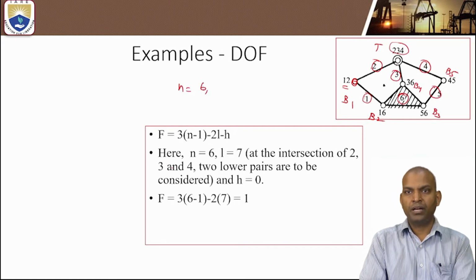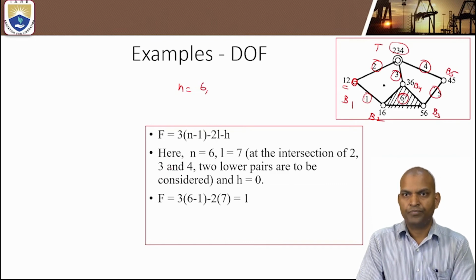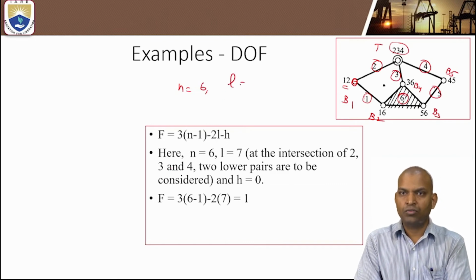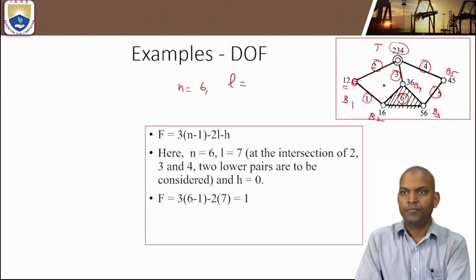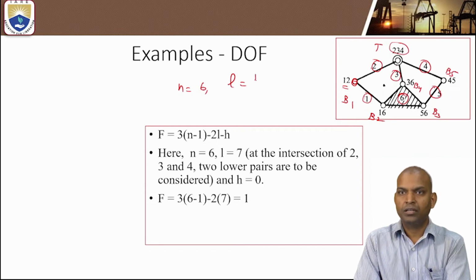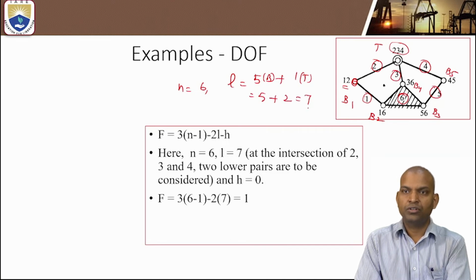Okay, how many number of lower pairs are there? Number of lower pairs means number of binary joints. The number of binary joints equal to binary joints plus, again, ternary joints you have to add it. Now binary joints, how many are there? Total binary joints are 5 binary joints plus 1 ternary joint. So 5 binary joints, 5 plus 1 ternary joint equal to 2 binary joints. That equal to 5 plus 2, 7. N equal to 6, L equal to 7 and H equal to 0.